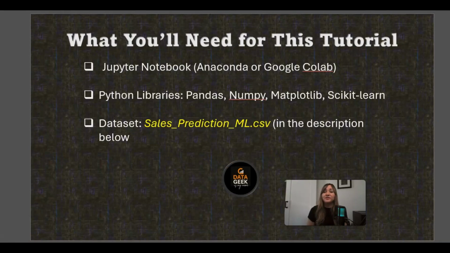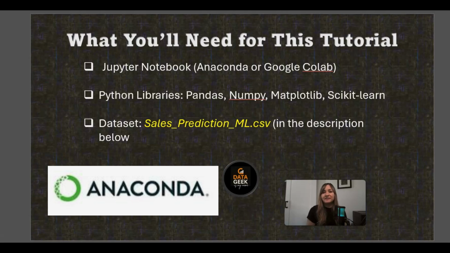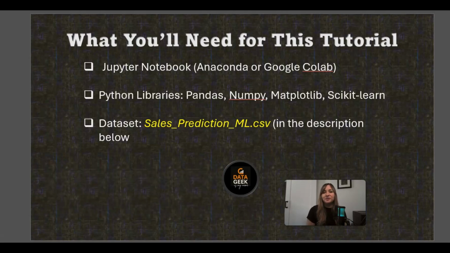So what you'll need in this tutorial, you'll need Jupyter Notebook. It could be inside Anaconda Navigator or Google Colab. If you want to know how to download Anaconda Navigator, I have a video on that. I will link that in the description below so you can have access to that tool to navigate Jupyter Notebook. Also, the Python libraries that you will need in this tutorial are Pandas, NumPy, Matplotlib, and scikit-learn, and the dataset. For this tutorial, I will be using the sales_prediction_machine_learning.csv file, and I will link that in the description below, so that way you can use the same dataset.